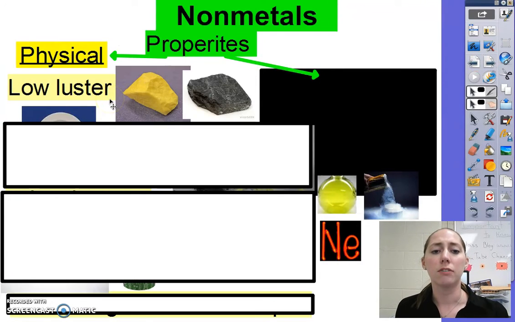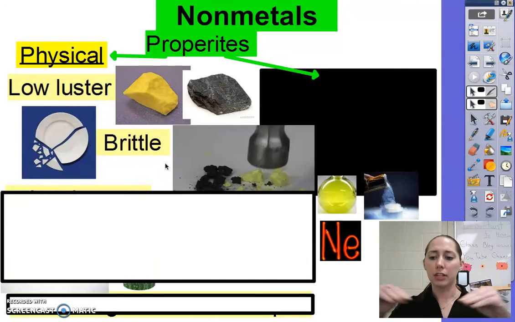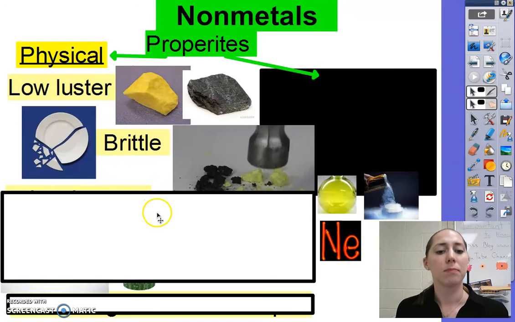A physical property of nonmetals is that they have low luster, meaning they're dull, they're not shiny like metals are. They also are brittle, meaning if you hit them with a hammer, they're going to shatter into a bunch of pieces rather than flattening out like a metal.